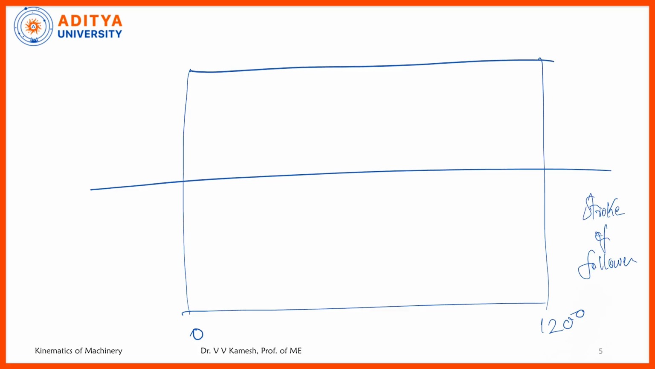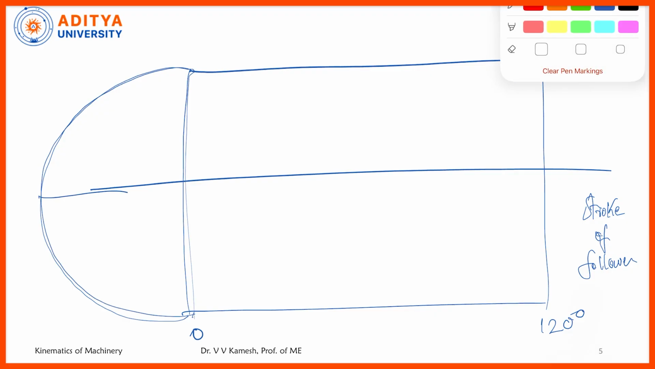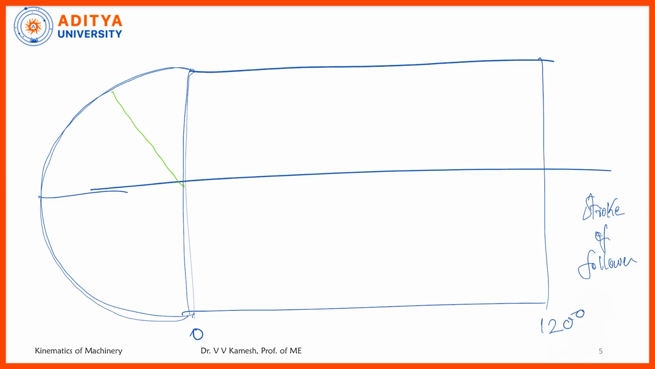Now, I need to draw a semicircle like this. What is the diameter of the semicircle? It is equal to the stroke. Now, you need to divide this semicircle into a sufficient number of equal parts so that your angle of 120 degrees is also divided into the same number of equal parts. I am dividing this into 6 equal parts, though you can take 8 or 12, right. For the sake of convenience, I am dividing into 6 equal parts.